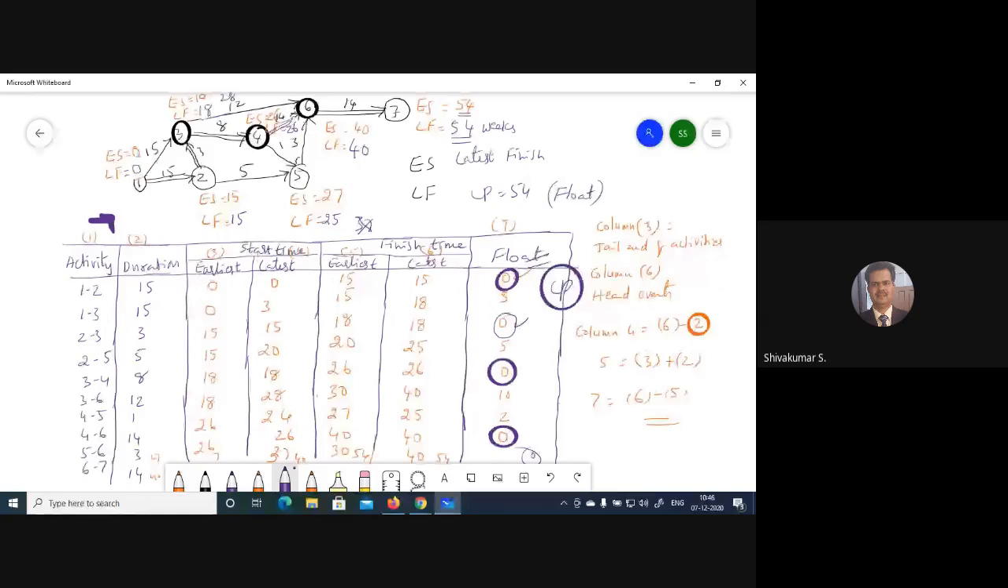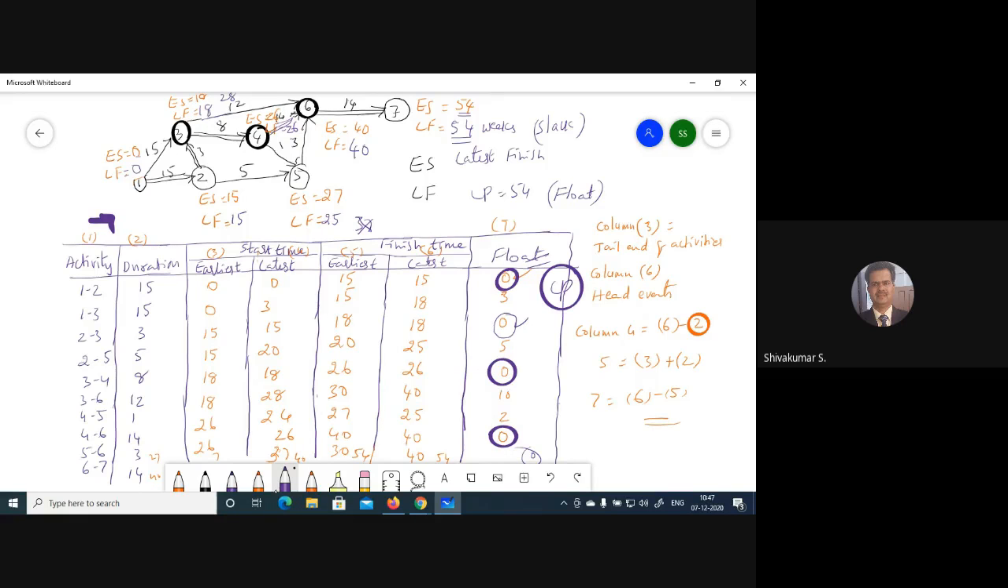Float is basically the difference between the latest time and the earliest time. Why calculate it? To find the slackness. Slack is the time by which the occurrence of an event can be delayed. But the critical path you can't delay, because the earliest time and latest time are both the same: 0 0, 18 18, 15 15. These events can't be stretched or delayed, since the start time and finishing time are the same. That's why on the critical path you get 0.